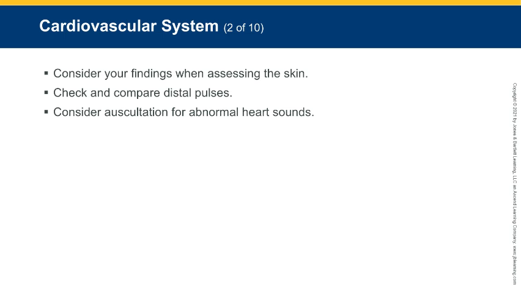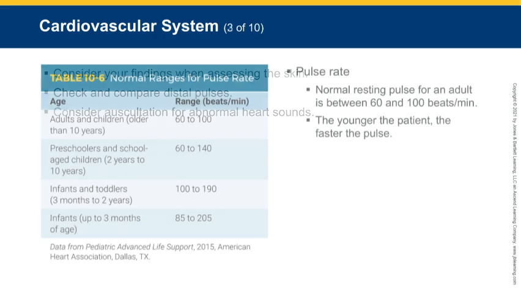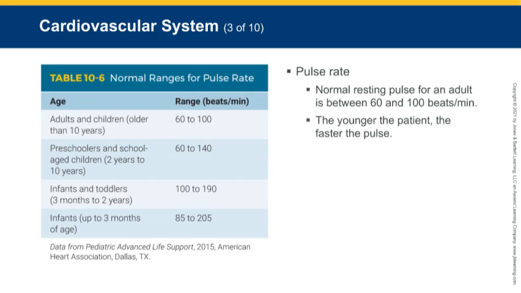When assessing circulation, look at the skin. Is it pale, cyanotic, or flushed? Compare distal pulses on both sides of the body, and listen for abnormal heart sounds that could indicate cardiac complications. A normal resting pulse rate for an adult ranges between 60 and 100 beats per minute. Younger patients tend to have faster pulses. If the pulse is too slow or too fast, consider potential cardiac issues.